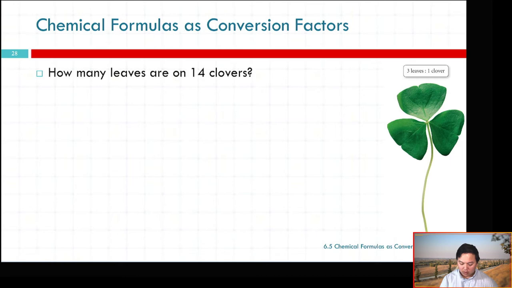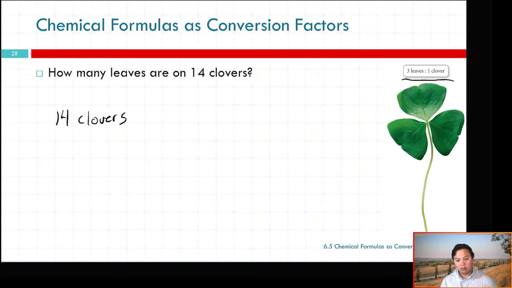So we can also use other things as conversion factors too, right? In this example, we have 3 leaves per 1 clover. So if we had, let's say, 14 clovers, how many leaves would that be?